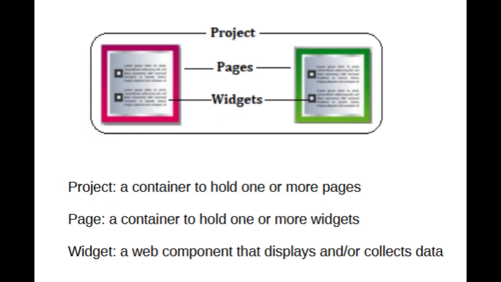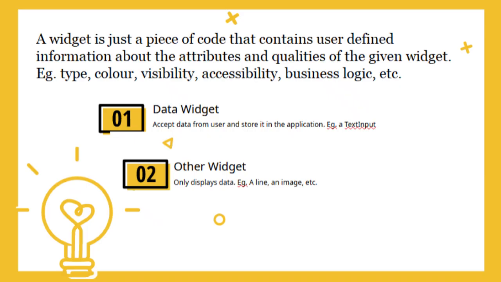A Formalize project is a container to hold one or more pages. A page in the project is a container to hold one or more widgets. And a widget is a web component that displays and/or collects data. In other words, one or more widgets can be created on a page, and one or more pages can be contained within a project. A widget is a component that contains its cosmetic and function data.